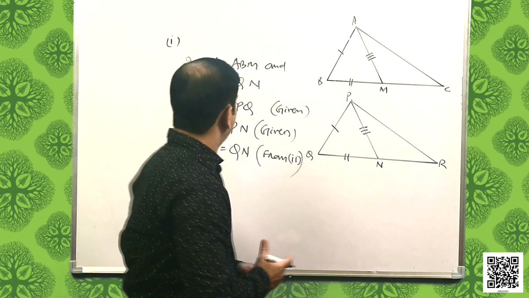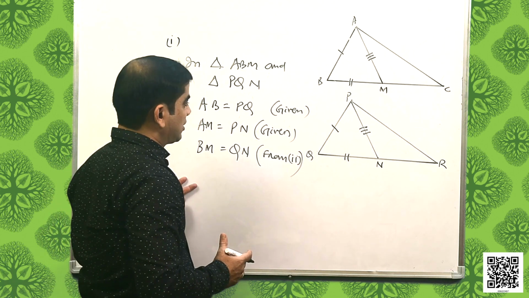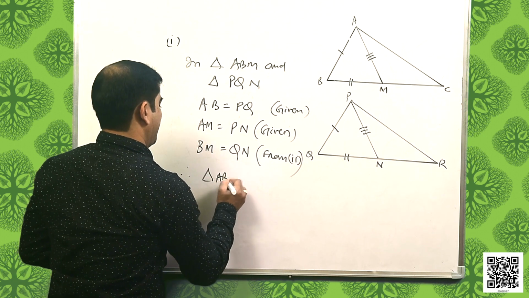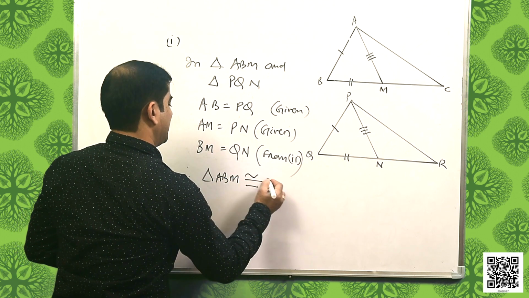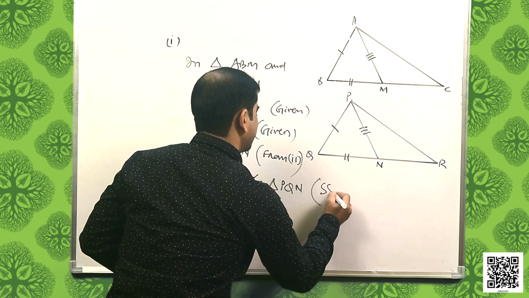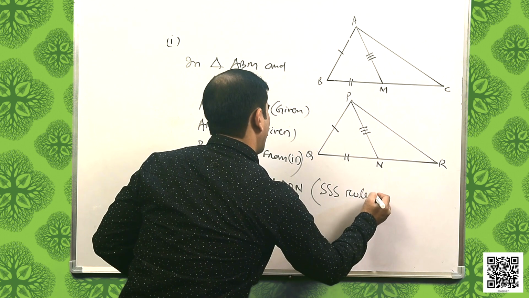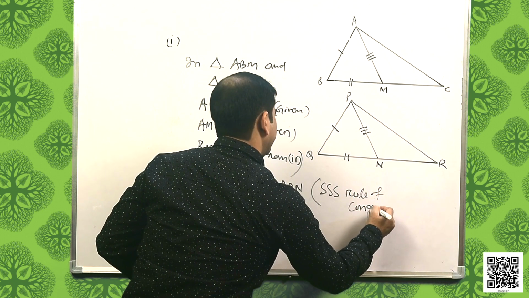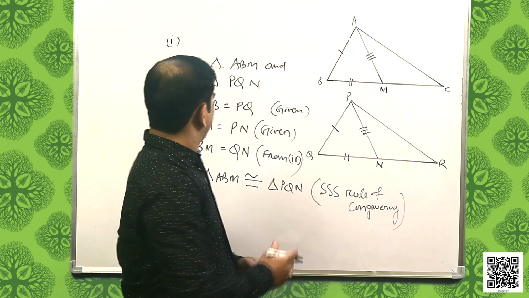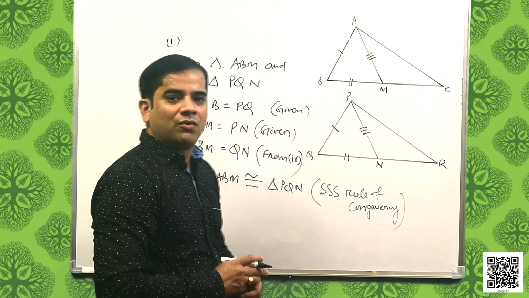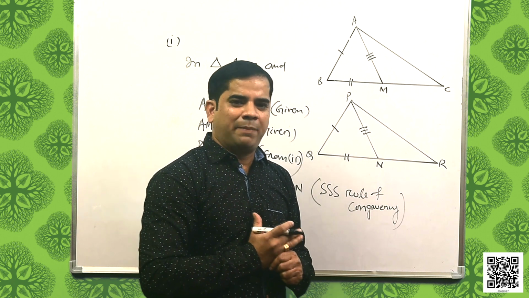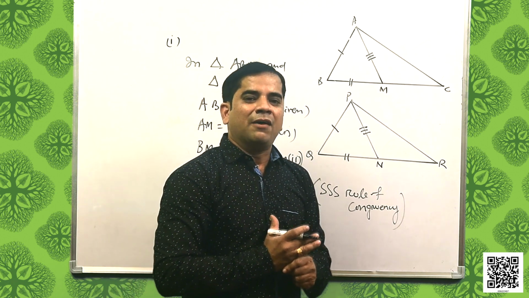Isn't it? So we have now three data for the congruency purpose, so that triangle ABM is congruent to triangle PQN by SSS rule of congruency. Fine. So triangle ABM is congruent to triangle PQN. So we have solved the first bit. Now let us go for the second bit.